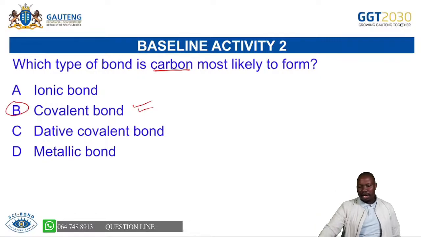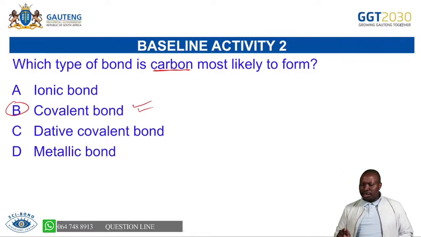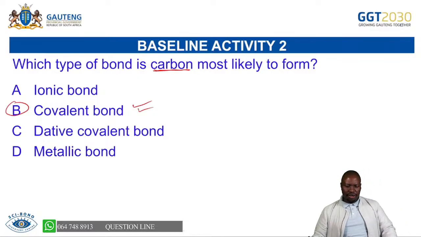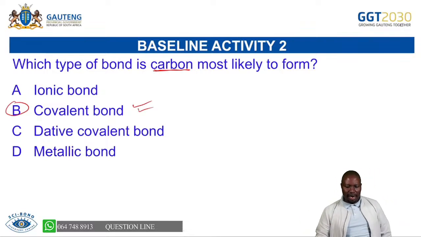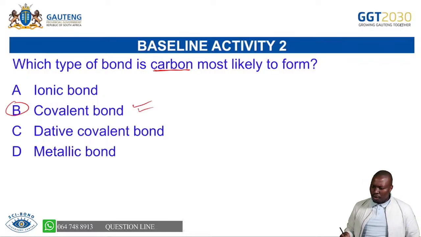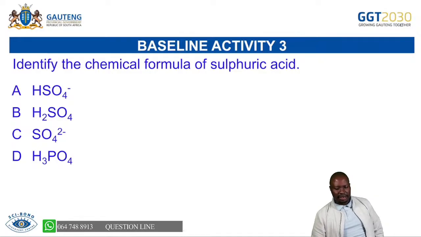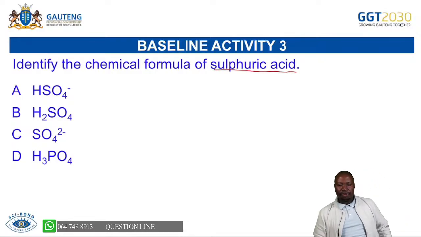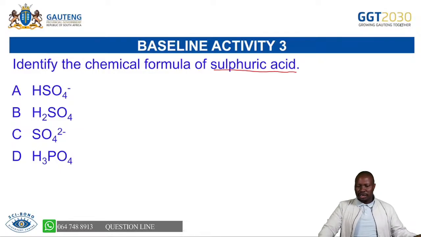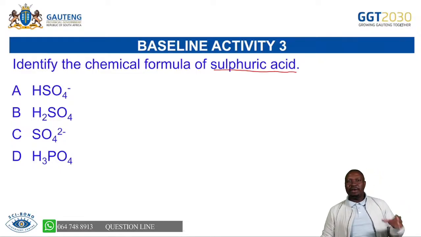I hope you get that and you have the understanding, because for the section of organic molecules, we'll be focusing on that. Remember, we are saying covalent bonding is the sharing of electrons. So you will see that carbon will be sharing electrons with other atoms. Now, when we move to activity number 3, identify the chemical formula of sulfuric acid. Here, learners, you have to understand that sulfuric acid is very important when you're dealing with organic molecules. You will see we're going to use it as a catalyst, and for other reaction conditions, sulfuric acid must be present so that some reactions can take place.